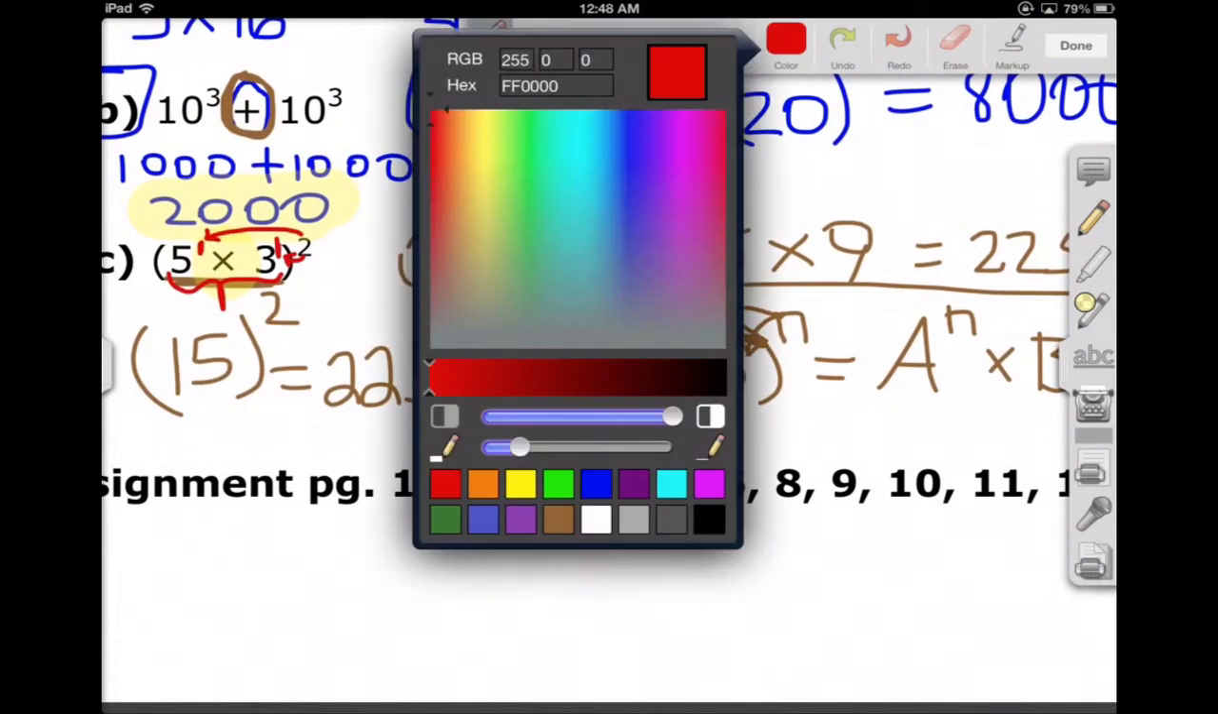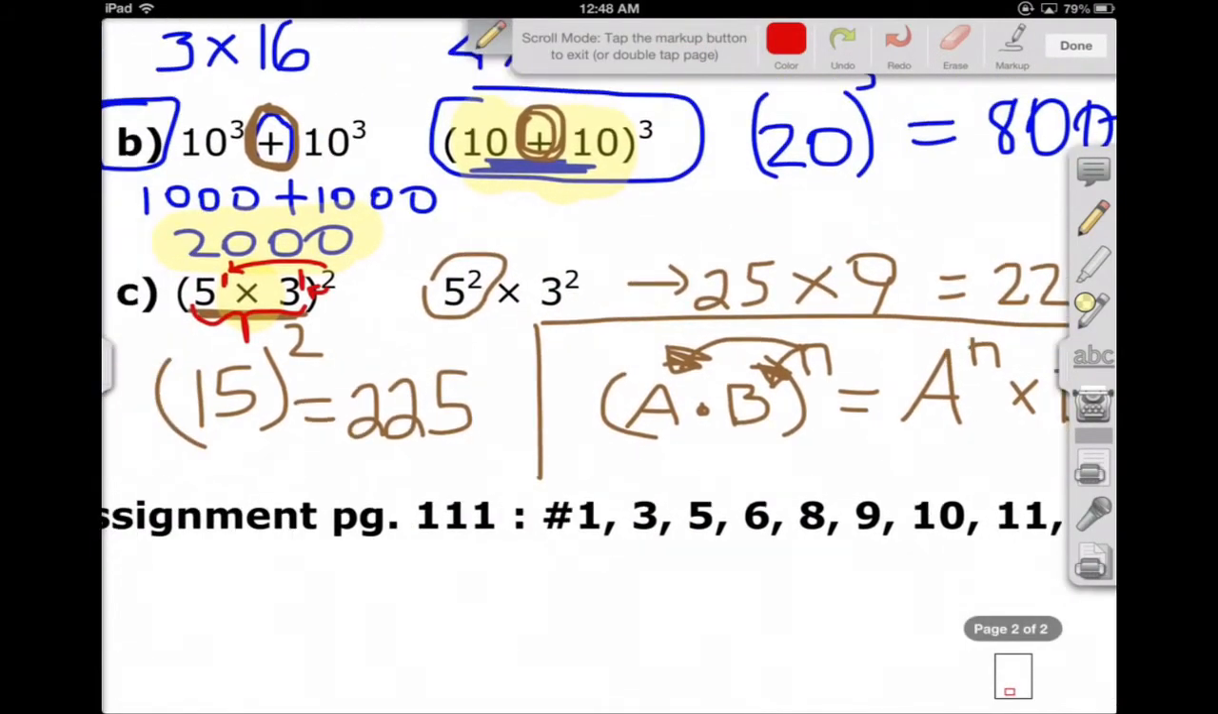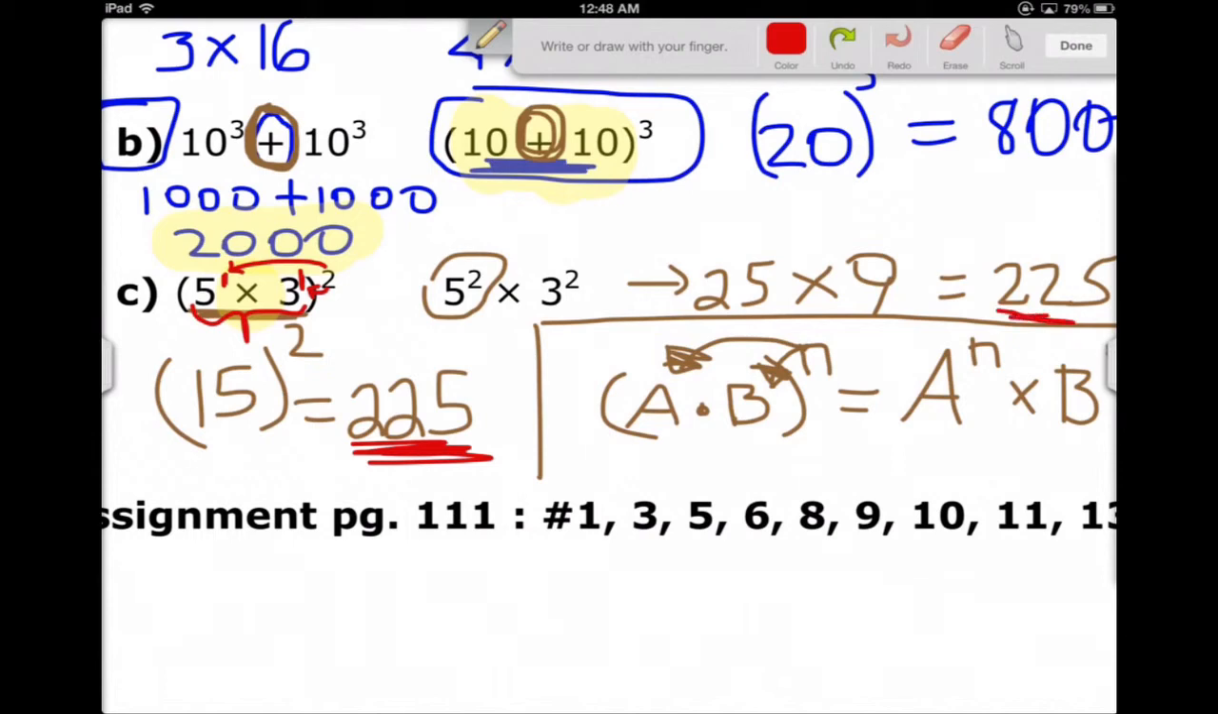You got 225 here, and you got 225 for the answer here. So it's just the application of that rule. Point is, don't be fooled. This was addition, and the power of a power rules do not apply under those circumstances.